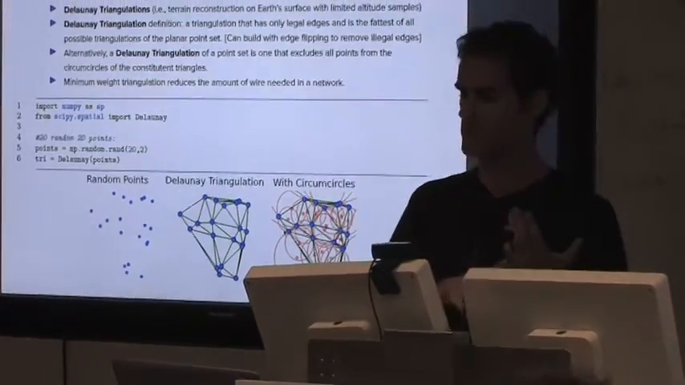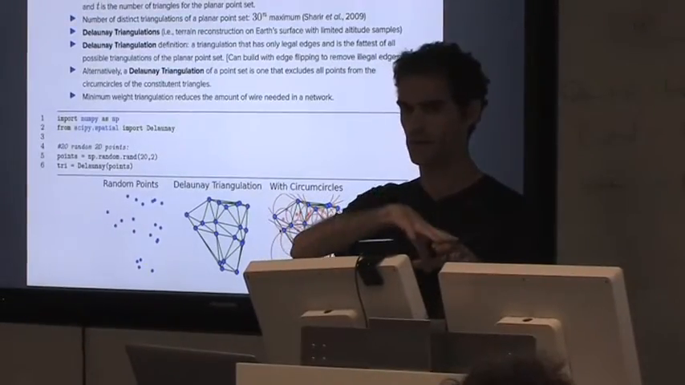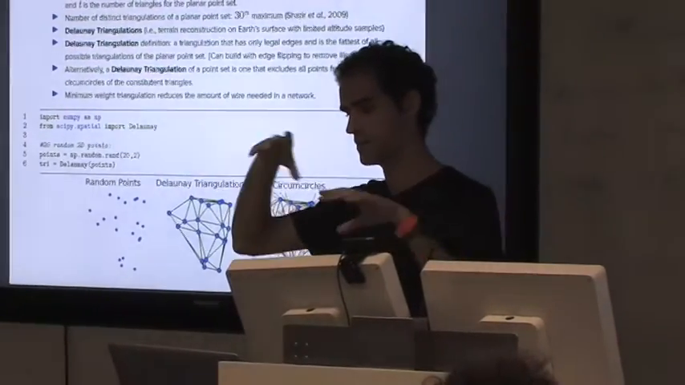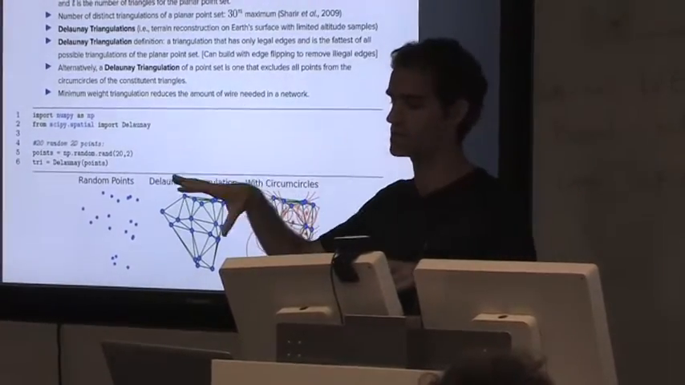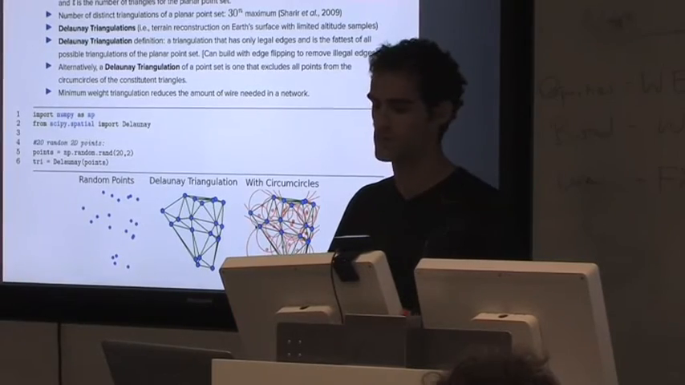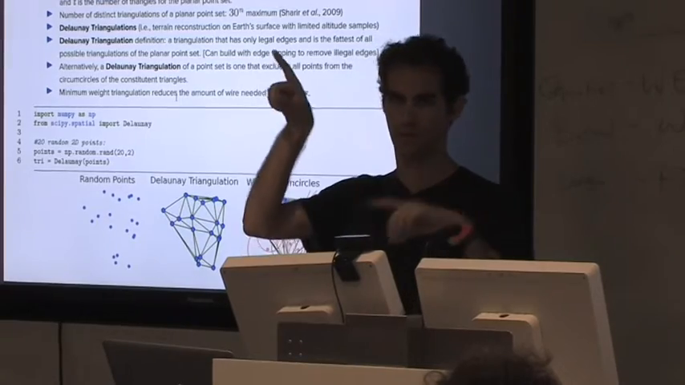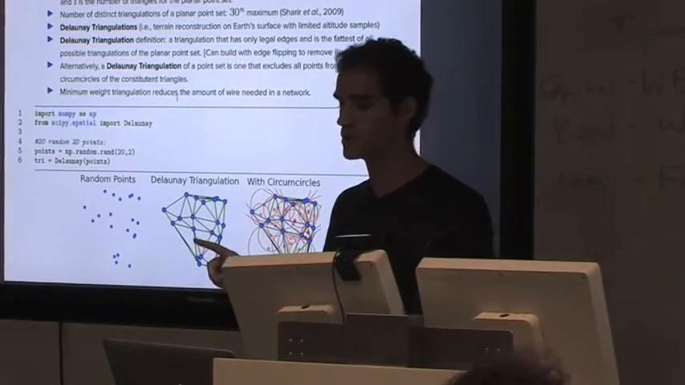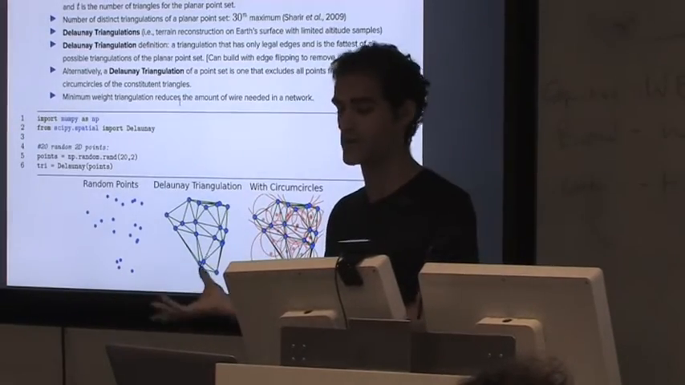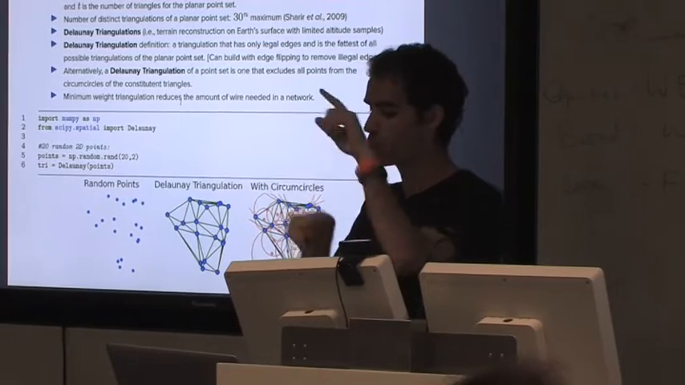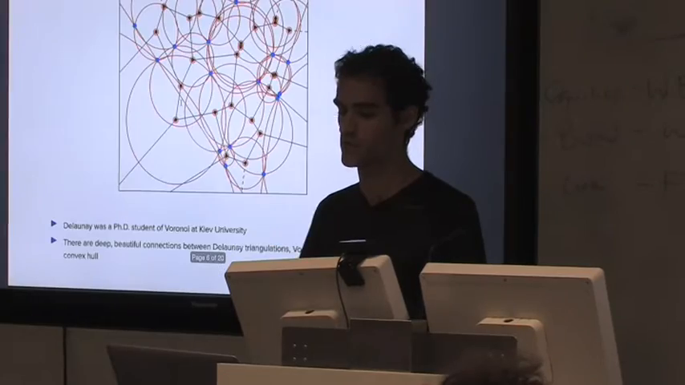From a practical standpoint, Delaunay triangulations are considered the best way to do terrestrial reconstruction. So if you want fancy maps of the Earth's surface elevation, which is only measured at certain points, and you want to triangulate that to make a nice smooth map, Delaunay triangulations are the best way to do that. There are also minimum weight triangulations, which are used if you were building a network of actual physical wires connecting nodes. If you wanted to reduce the amount of wire because that wiring is expensive, there's a type of triangulation that tells you which connections to make. So that can be quite useful as well.